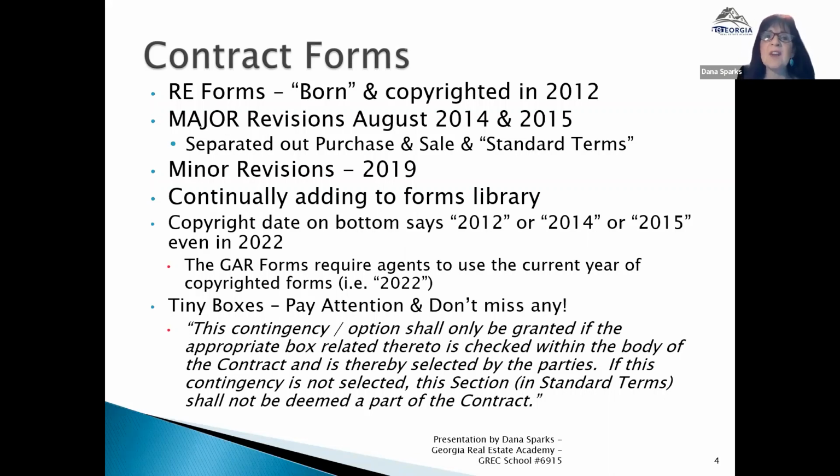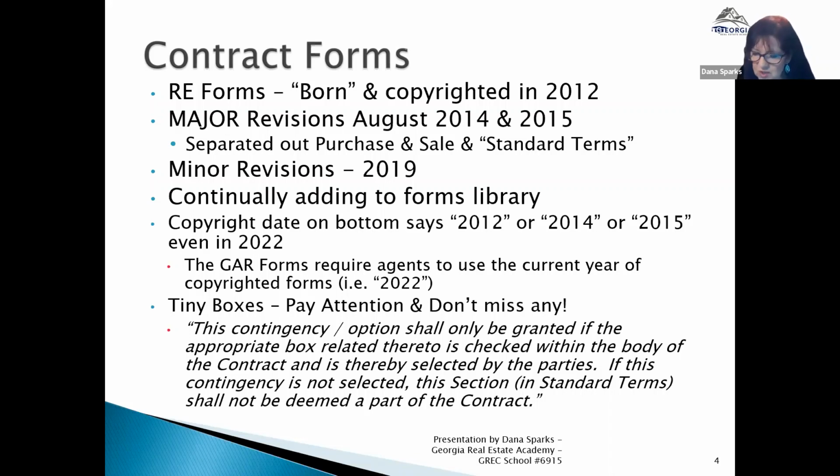The RE forms committee is continually adding forms to their library. If it was an original form that has never been changed, the copyright date at the bottom will still say 2012. If it was a form that was revised in 2014, it will say 2014 or 2015. There are some revisions that have been done since that time frame. So the actual individual forms will have different copyright dates at the bottoms of those forms. The reason is that was the last time it was revised.